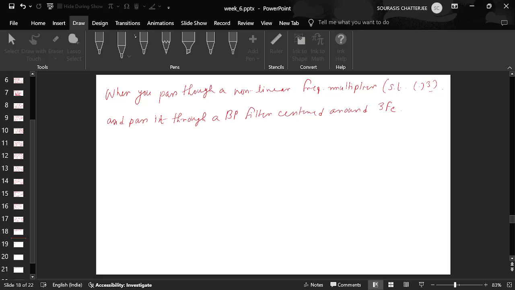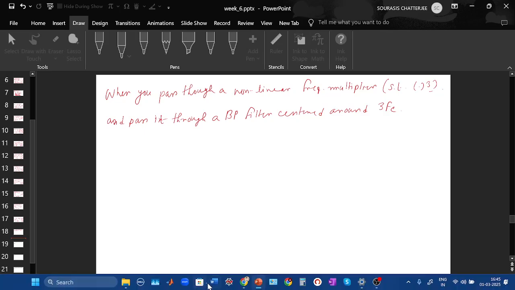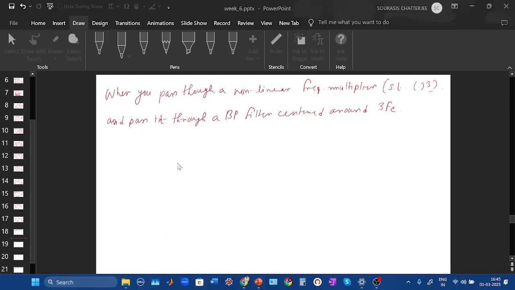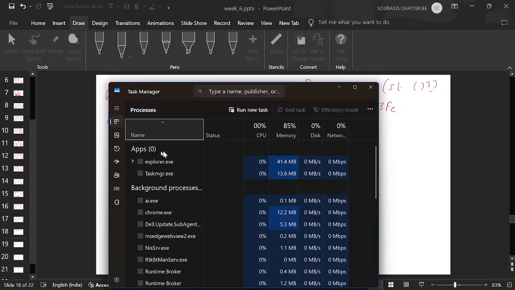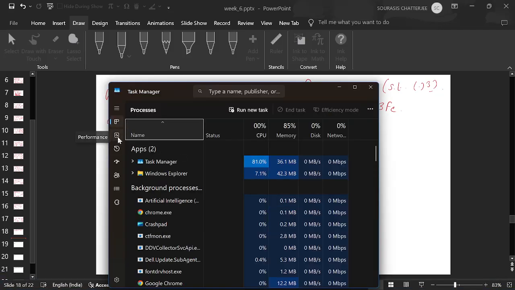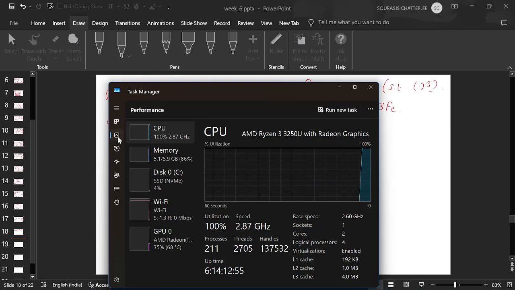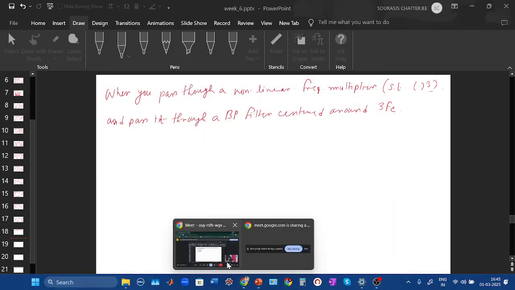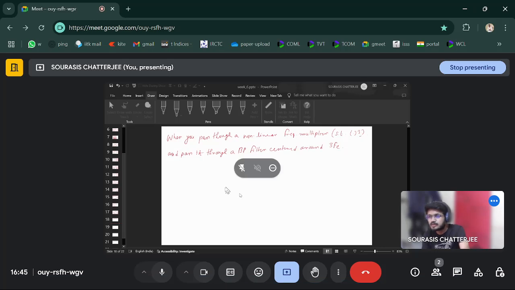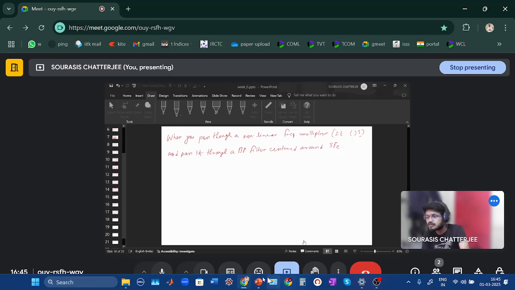Just a moment, the system got hanged. Let me check the reason for that. It should not behave like that. What is happening?